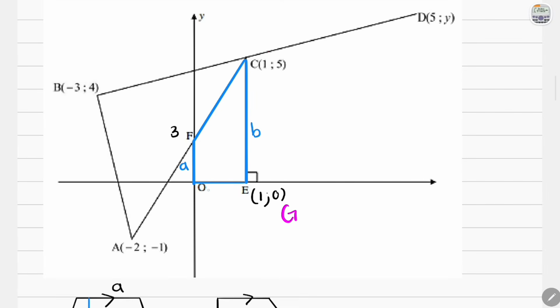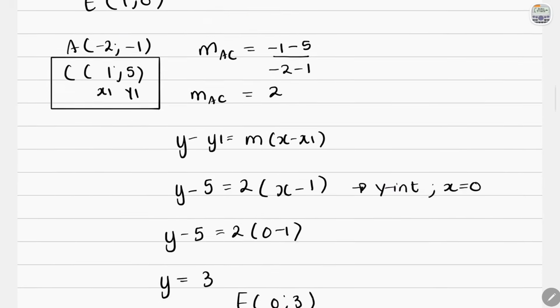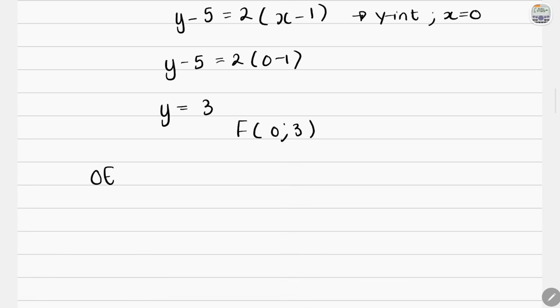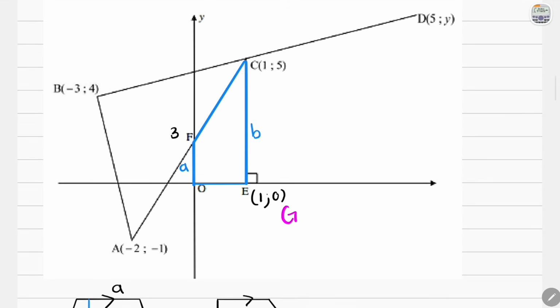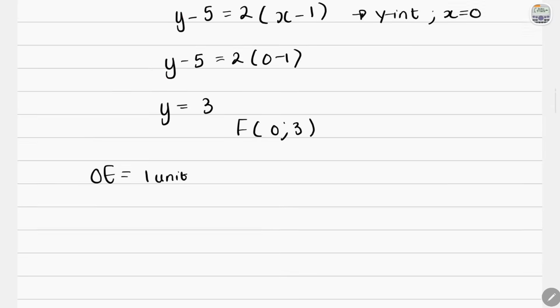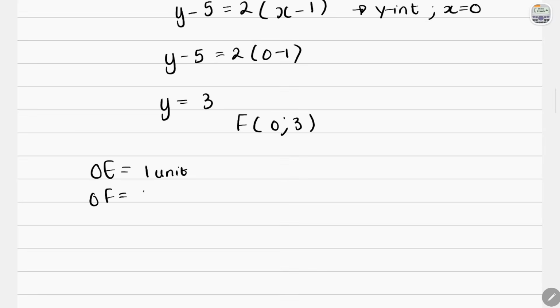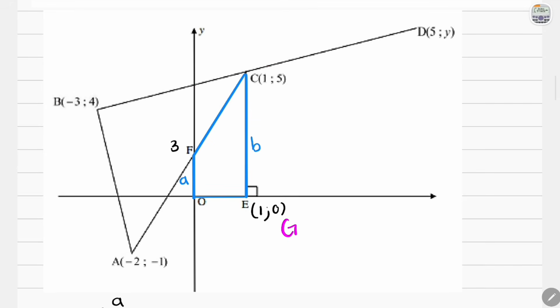Okay, so the perpendicular height, you can see that is 1 unit because you went from the center and then 1 unit to the right to get to this point, 1 and 0. So we know that OE is equal to 1 unit. Let's find OF, and then from the center, 3 units up, we get to F. So OF is 3 units. OF equals 3 units.